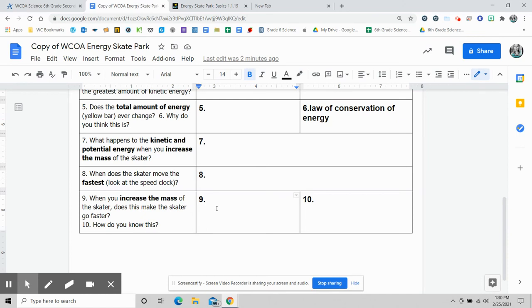So if I go back to the Google Doc, that's what we would type. We would say no. When you increase the mass, does this make him go faster? No. And how do you know? And it's just by looking at the speed. We can see that it doesn't change. So the speedometer doesn't change.